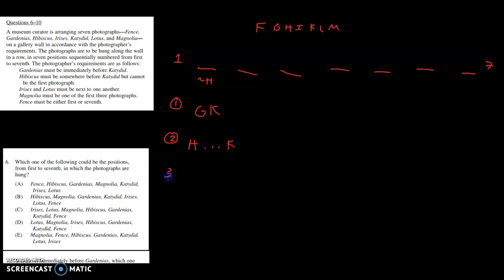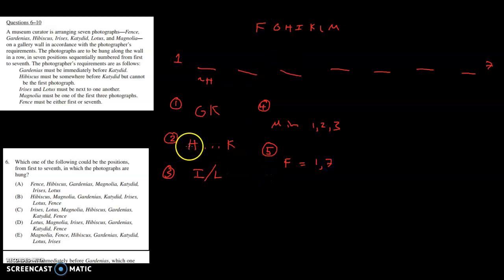All right. Rule 3, I and L must be next to each other. We don't know which is first, so I'm going to put something like that. And then rule 4 says M must be one of the first 3, so M in slots 1, 2, or 3. We'll incorporate that into our sketch in a moment. And then rule 5 says F must be either first or 7th, so F is equal to 1 or 7. Okay, well, let's see what we can combine now.